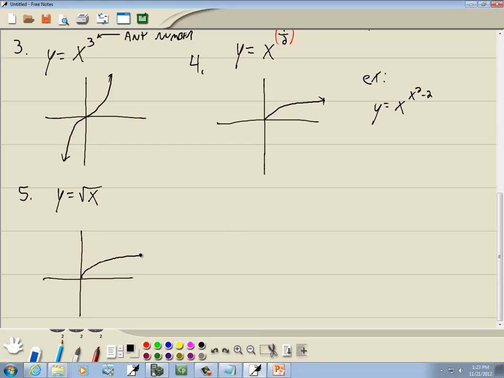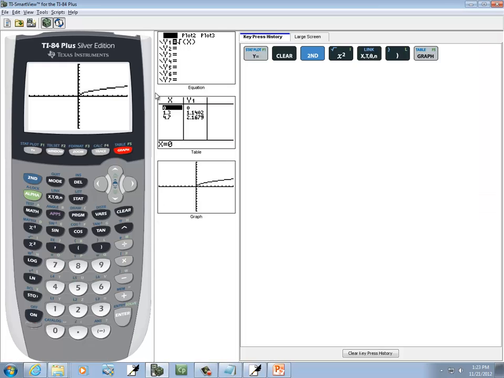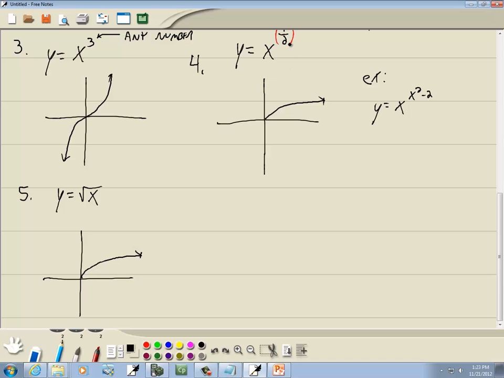And we get the same graph as the last one, which is no surprise because y is equal to x to the 1/2. X to the 1/2, we're going to see later on in this course, is the same as the square root of x.